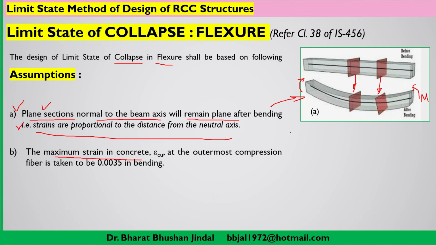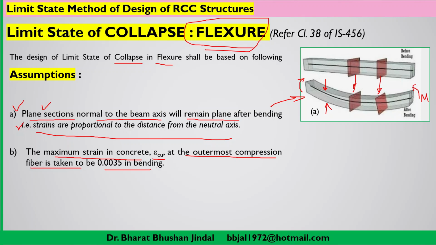Now, when there is a concrete member and it is subjected to loading, some strain will automatically develop. So what will be the maximum strain? That we have to restrict here, that is epsilon Cu. Cu is for concrete, and epsilon is the symbol we generally use in case of strain. So maximum strain in concrete at the outermost compression fiber. If we are considering this beam, then this fiber will be the outermost fiber and this fiber will be the lowermost fiber. So the outermost compression fiber is taken as 0.0035 in case of bending, because we are talking about the flexure effect, that is bending effect.